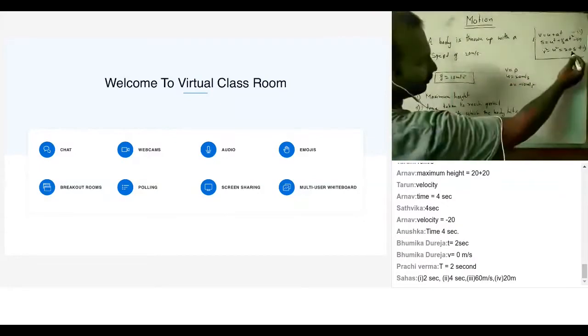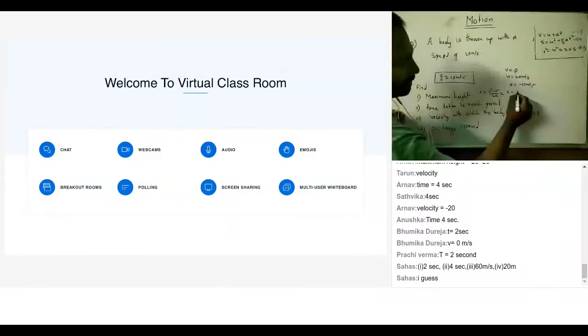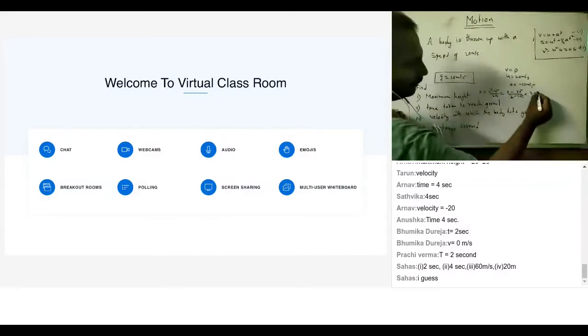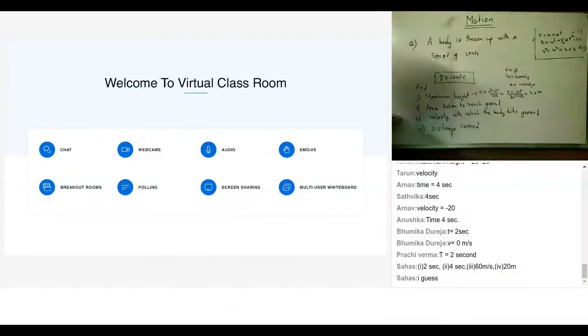V square minus U square equal to 2as, or I'll write H equal to V square minus U square by 2a. That is 0 minus 20 square by 2 into minus 10. So that is 20 meters. First part, right? Second part, time taken to reach ground.